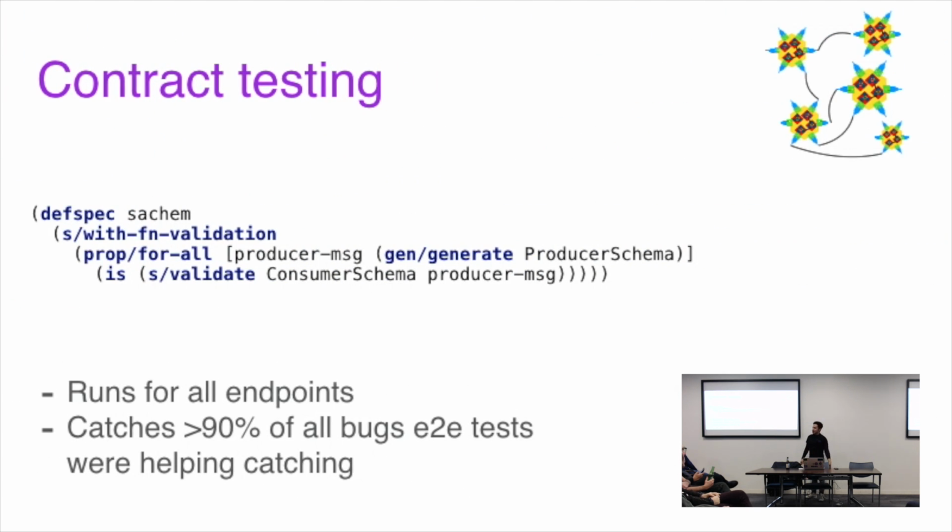But the schema can be a different one as long as it's compatible. And unfortunately, Soshim is not open source yet because it relies deeply on the structure of our internal libraries. But if we're doing the code here, it will be basically having this code for all the endpoints. We generate a producer schema and validate against the consumer schema. So it's a property test, a generative test of this for all the endpoints of the system. And Soshim guarantees that this works.